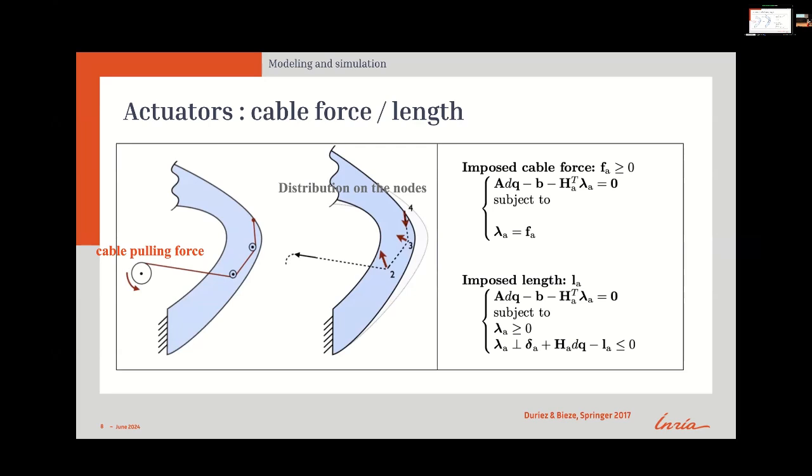You don't know the value of lambda A, but you know that on a cable you can only pull. So this lambda A needs to be positive. And basically, you can only pull if your cable is tightened. That's why there is a complementarity in the last equation. It means that either lambda is 0, or when it's not 0, then the second equation is equal to 0.